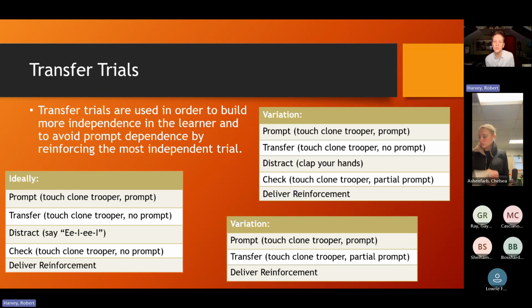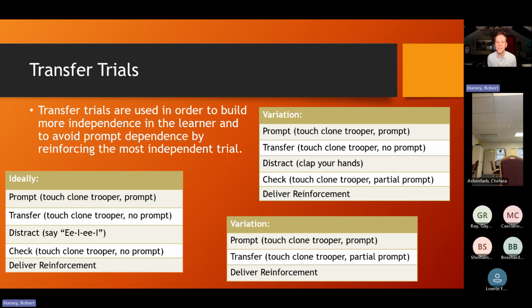So I say, okay, Lowry, touch clone trooper, and I don't give a prompt, and she touches it. Okay, then I distract her once, and I say, okay, Lowry, clap your hands, and she claps her hands. And then I'm going to go back to the check, but I know I've worked with Lowry a long time, and just going right from the distractor back to a check trial with no prompt, she often gets it wrong. And I don't want her to keep getting things wrong, because then she's practicing the incorrect response. And then she's getting bad stimulus control. She's getting bad discrimination, because now she's not discriminating correctly, right?